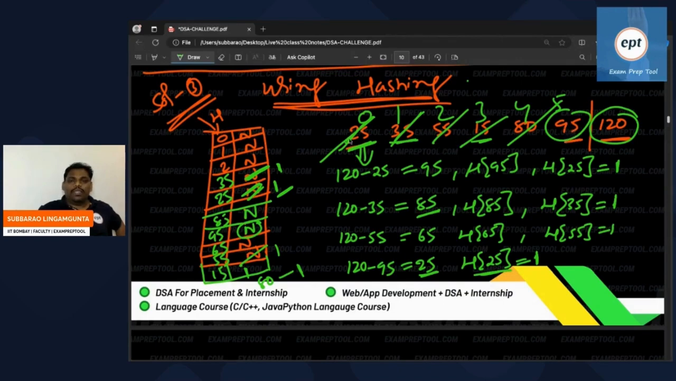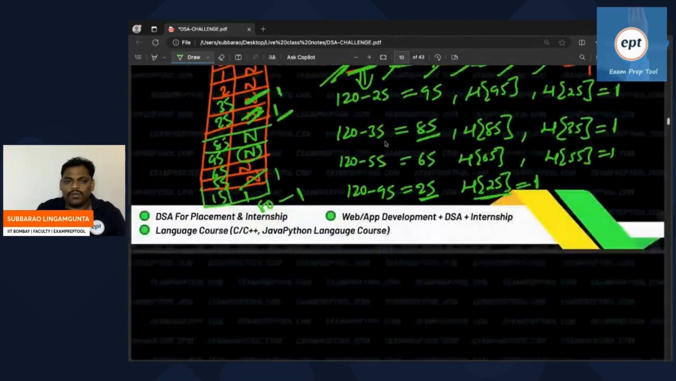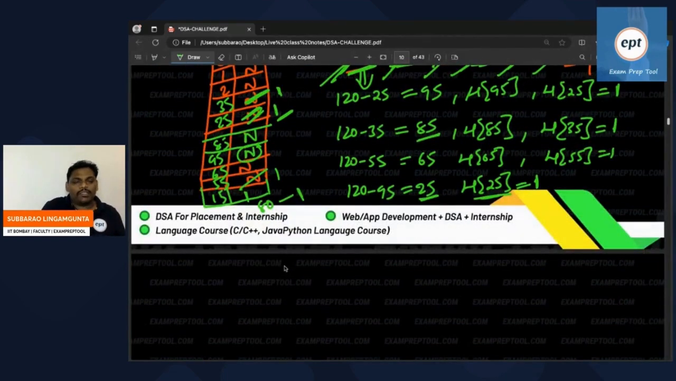Like that, every element takes constant time, until this happens. So what is the time complexity for this problem? This is using hashing. Some people may ask, sir, where will 95 be stored? If 95 is to be stored, it will be stored at index 95. 85 will be stored at index 85. 65 will be stored at index 65.